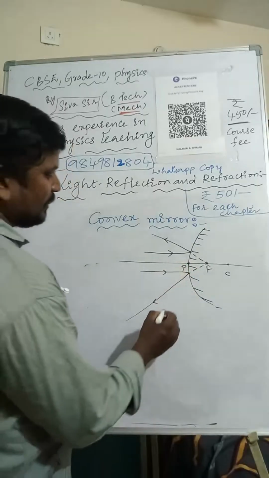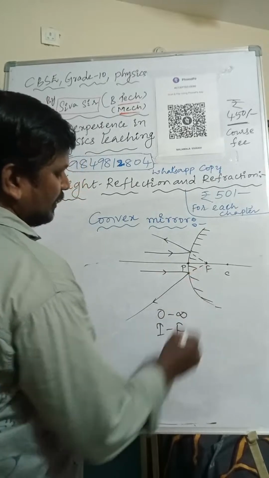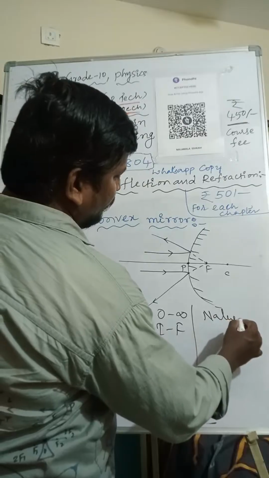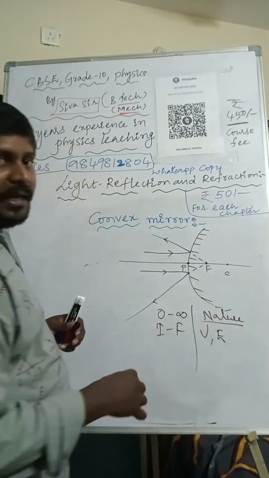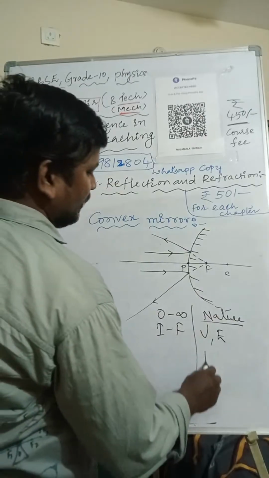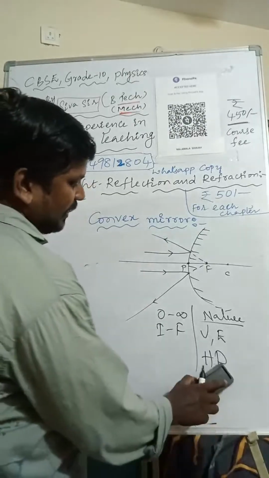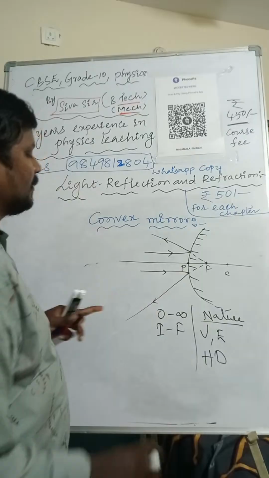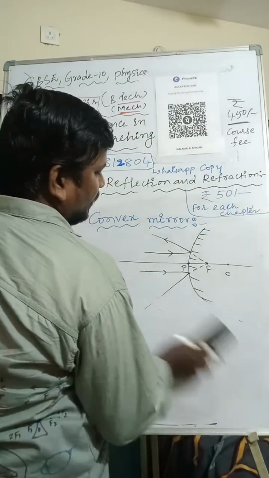In this case, the object is at infinity, the image will form at focus. Nature of the image is virtual, erect, and the size of the image is highly diminished. Clear? So that is about convex mirror image formation, first case. And coming to the second case.